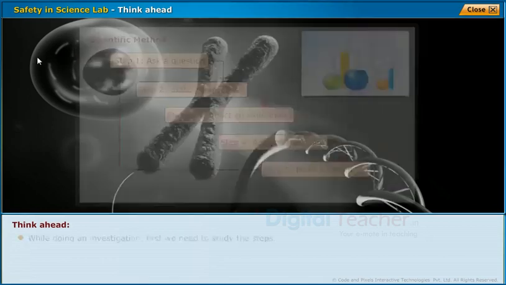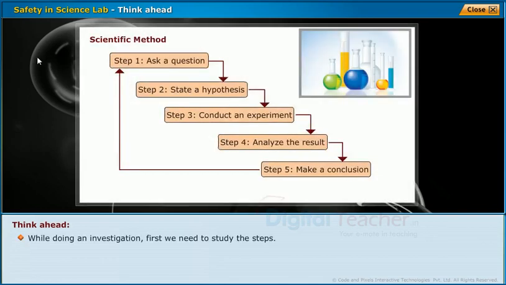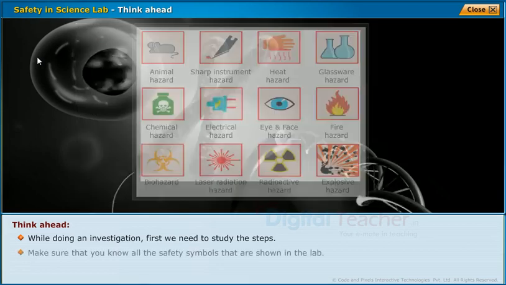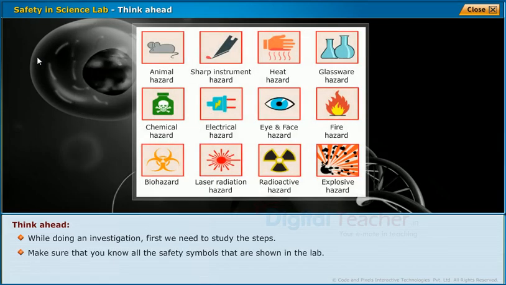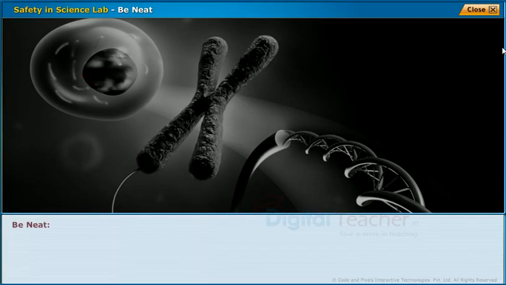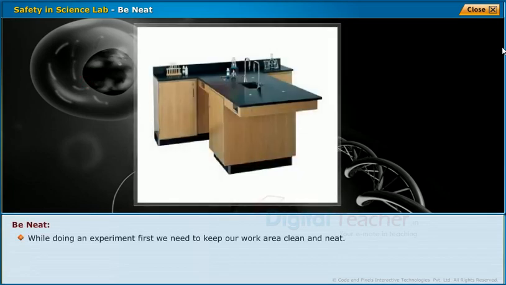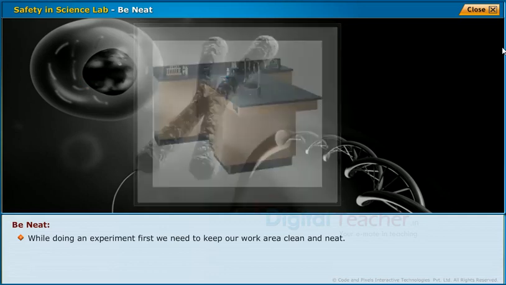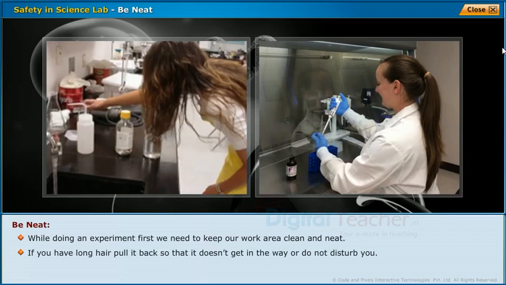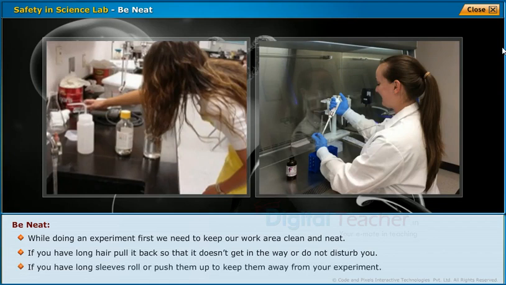Think ahead. While doing an investigation, first we need to study the steps. Make sure that you know all the safety symbols that are shown in the lab. Be neat. While doing an experiment, we need to keep our work area clean and neat. If you have long hair, pull it back so that it doesn't get in the way or disturb you. If you have long sleeves, roll or push them up to keep them away from your experiment.